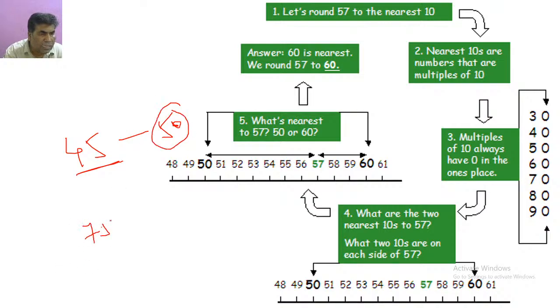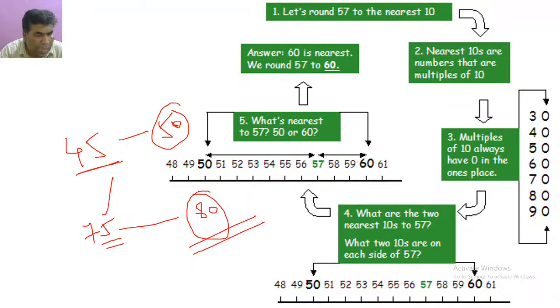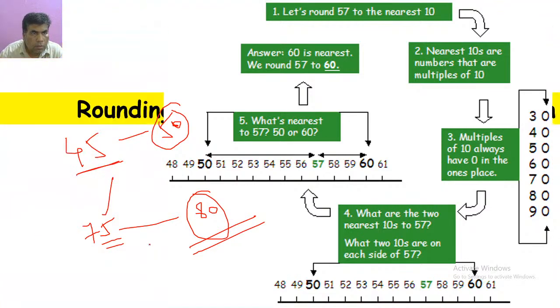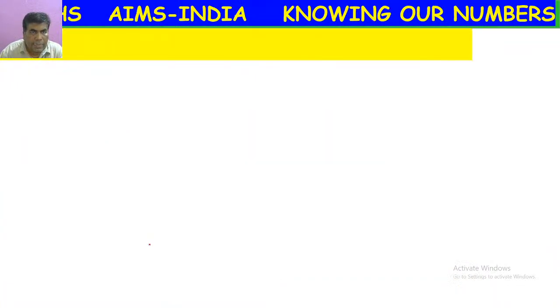Somebody asked about 75. As we have 5 in the units place, we have to round it up. Okay, that is about the nearest 10. Okay, next.